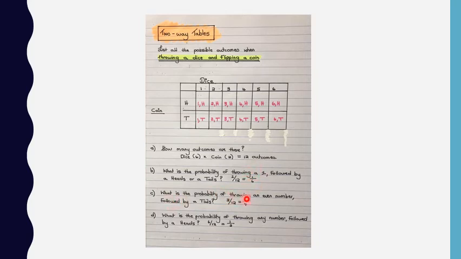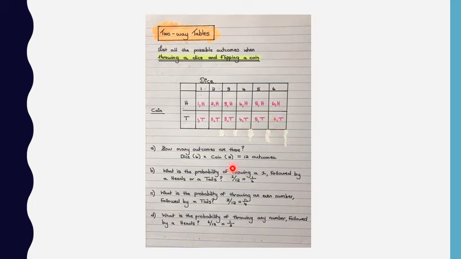What is the probability of throwing an even number followed by tails? Okay, so an even number is these two, and those 2. But it should be followed by tails. So if you look here, there's only 1, 2, 3 of them. So 3 out of 12.